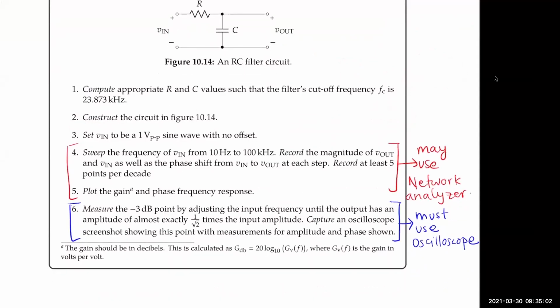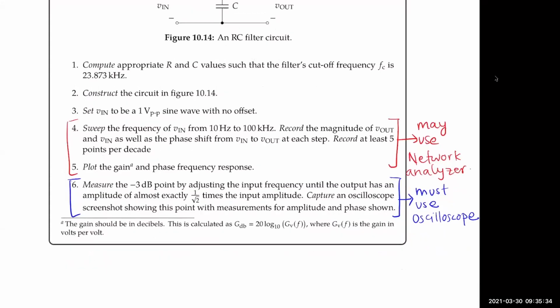Okay, so steps 4 and 5 are asking you to gather the data so that you can plot the gain frequency response and phase frequency response. And you can use the network analyzer for this part, right? If you want to keep a record of the magnitude and phases, then you can export the data from the network analyzer, and I'll show that to you in a bit.